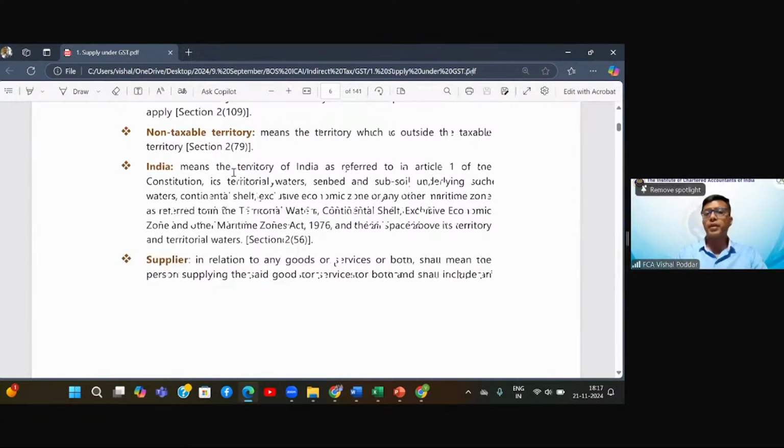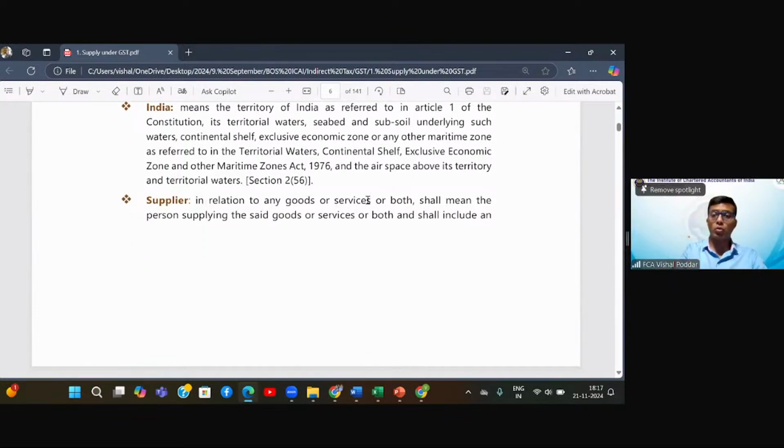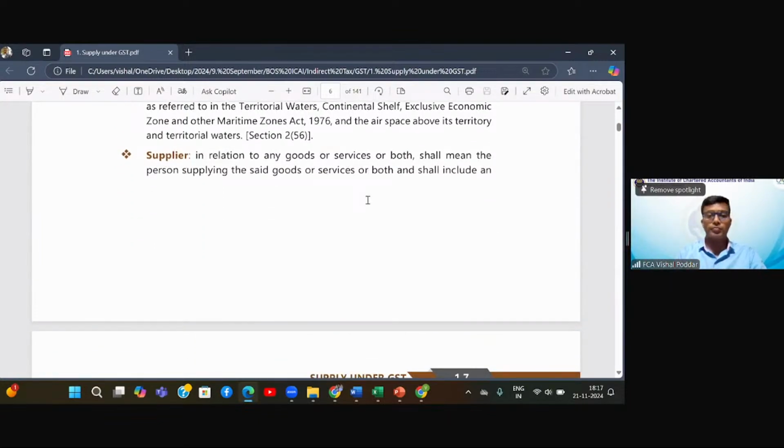And then India is defined to mean firstly the land portion of India, the territorial waters, which I'm sure you all know, extend 12 nautical miles into the sea, then the seabed and the subsoil underlying the territorial waters, and then the continental shelf and exclusive economic zone. All this extends up to 200 nautical miles in the sea.